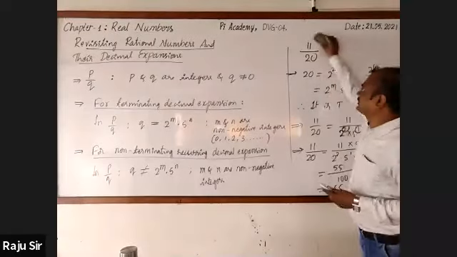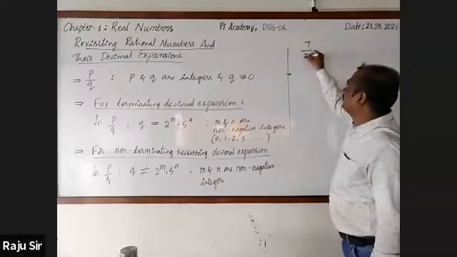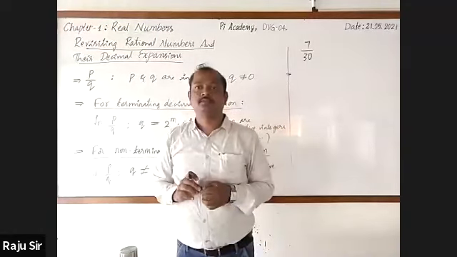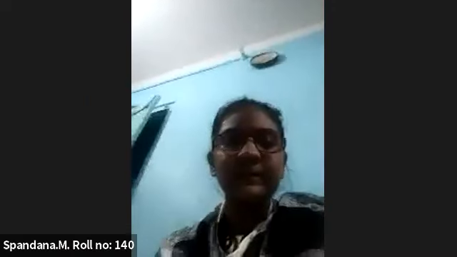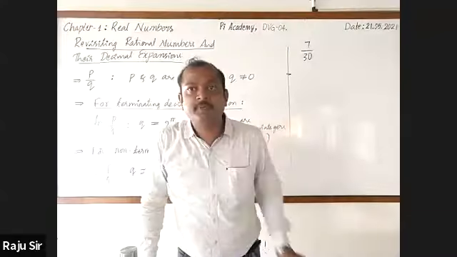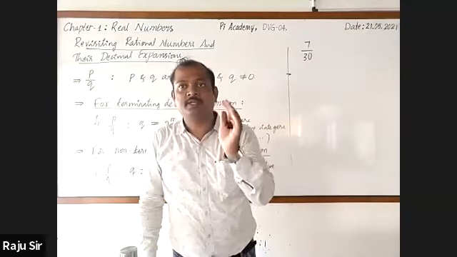Now, I'll take one more example. Suppose 7 by 30 is taken. Terminating or non-terminating recurring? Okay. You have a bit of confusion regarding whether it is terminating or not. I'll tell you.